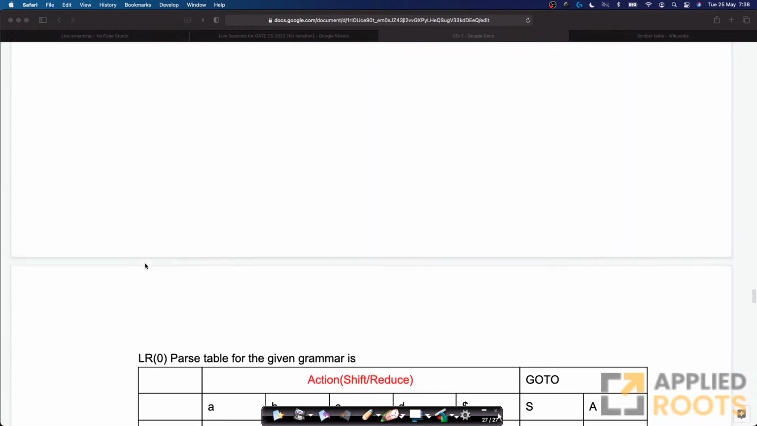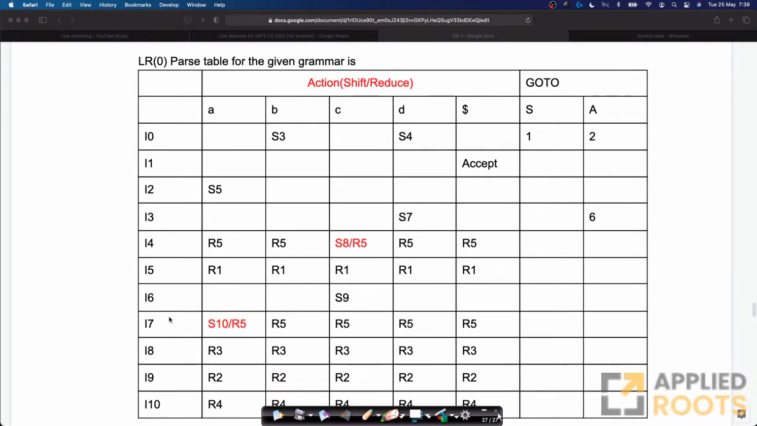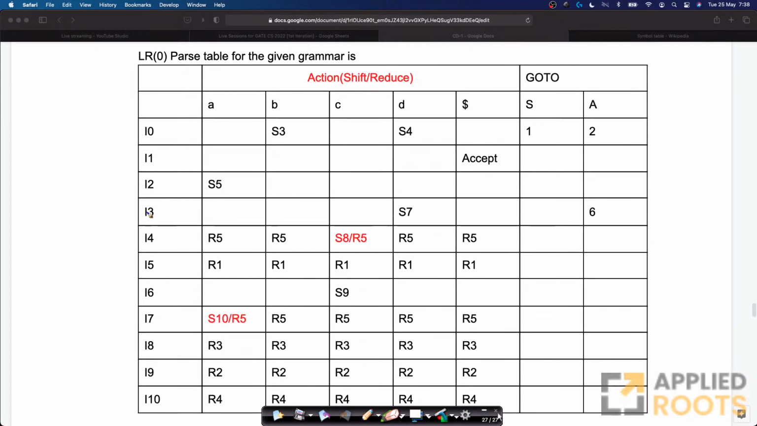But if you're learning this in the first iteration, always draw the parse table, especially of those states that you're more concerned about, like I4 and I7. You'll quickly see that there is an SR conflict here, and there is an SR conflict here. So this says that this is not an LR0 grammar.